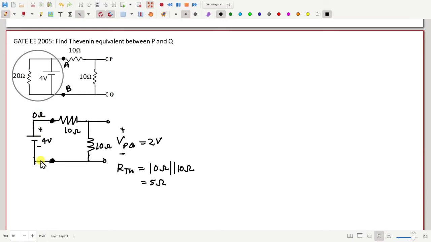Why 0 ohm? What is the R Thevenin between A and B? This 20 ohm is in parallel with 0 ohm, because the internal resistance of a voltage source is 0, right? So this will be 20 into 0 by 20 plus 0, that's 0. Yes, sir. Okay.